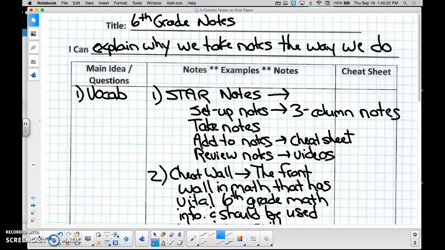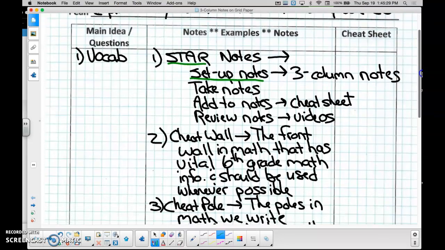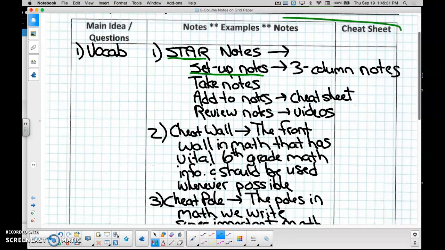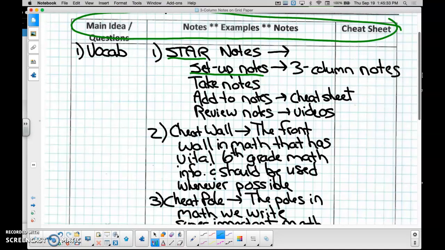STAR notes. STAR is an acronym. What does the S stand for? Setup notes. And what kind of notes do we use in 6th grade math? 3-column notes. And is this an example here of the 3-column notes that we use? Yes. Sure is. What does the A stand for? Add to notes. And what column is the add to notes? Cheat sheet. That's where we add more information to our notes, right? Yes. That's your own chance to add to your notes.